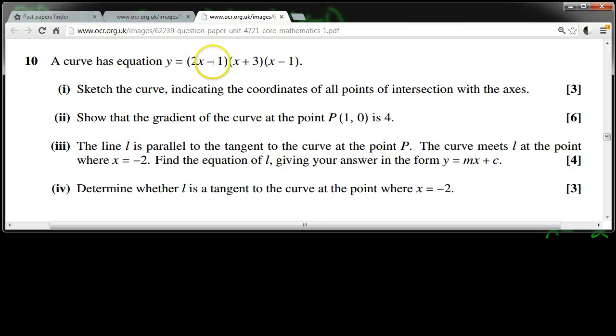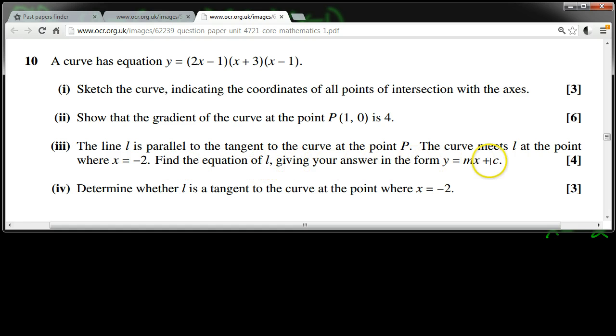A curve has equation y given by this equation, which is a cubic. Sketch the curve indicating the coordinates of all points of intersection with the axes. Show that the gradient of the curve at the point P, (1, 0), is 4. The line L is parallel to the tangent to the curve at the point P. The curve meets L at the point where x is minus 2. Find the equation of L.